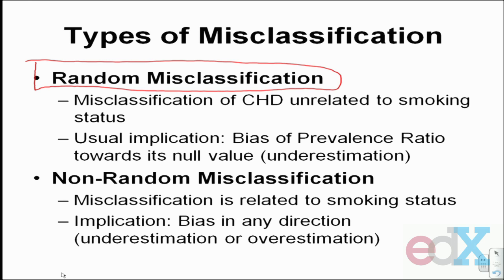So if you're making errors which are the same amount in both the two groups you're comparing, the smokers and the non-smokers, that's what we mean by random misclassification. The misclassification of coronary heart disease is the same among the smokers and among the non-smokers. The chances of making an error is the same in both groups. It's unrelated to smoking status. When you have that type of misclassification of the random type, the usual implication of that is when you measure an association in your data set, you measure something and you see the value you obtain is often an underestimate of the true value that you'd like to be seeing.